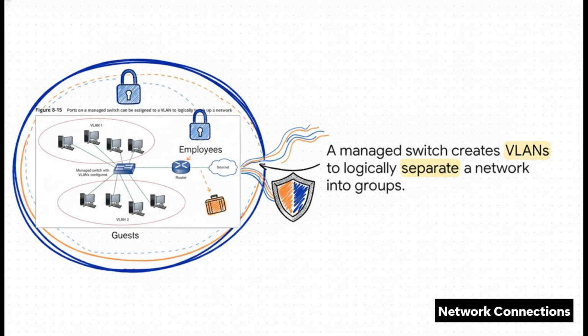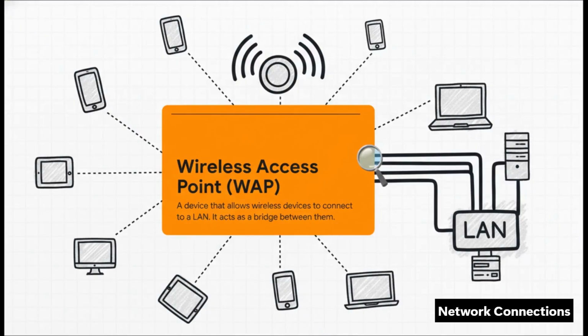So like you see here, you could have one VLAN for your employees and a completely separate one for guests. Their traffic never, ever mixes. It's an absolutely huge tool for security and for keeping things organized. But of course, let's be real. Most of our devices don't use wires anymore, do they?